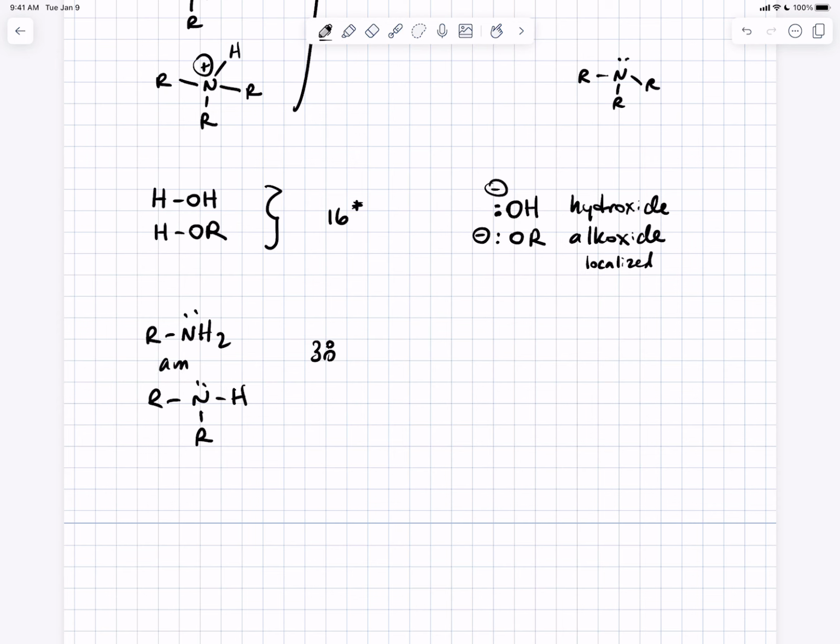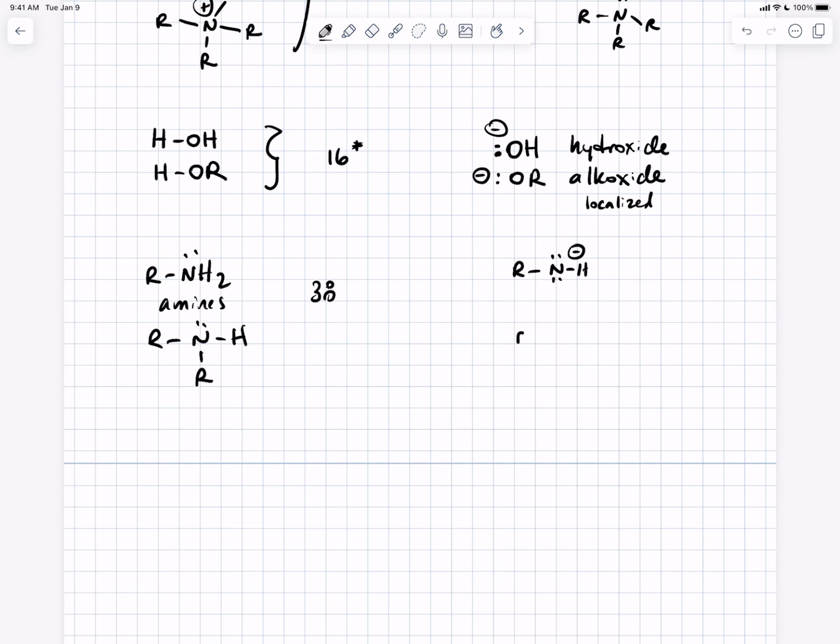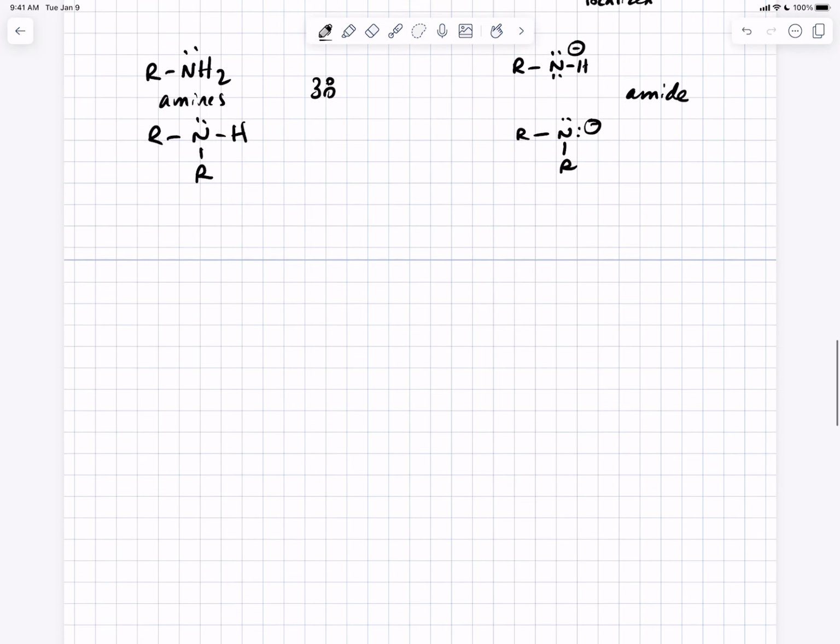The neutral amines have negatively charged conjugate bases where the nitrogen has a negative charge on it. And these negatively charged conjugate bases are called amides, kind of like you got hydroxide for water. Okay, so losing a proton from the neutral amine to the negatively charged amide is a pKa of 38. And that makes a big difference. So let me illustrate that with an example.